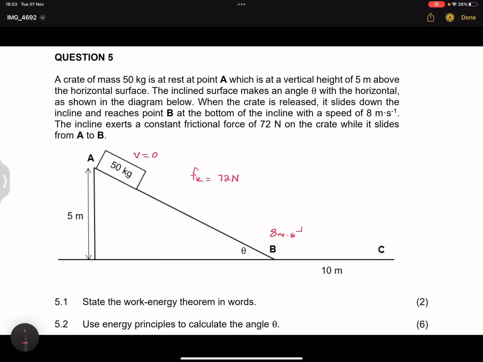They say state the work energy theorem in words. So remember, what does the work energy theorem state? It says the net work done on an object is equal to the change in kinetic energy. Or you can say that work done by the net force is equal to the change in kinetic energy. All right, now let's go to the next question.